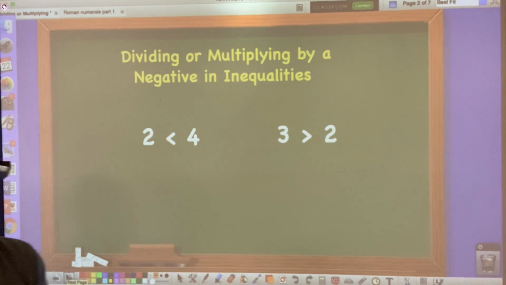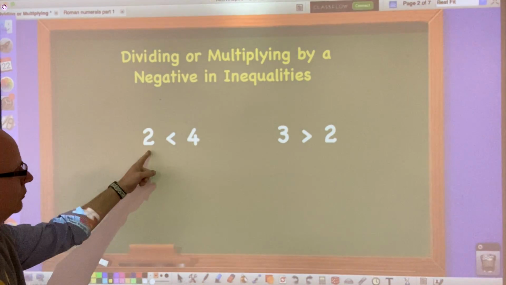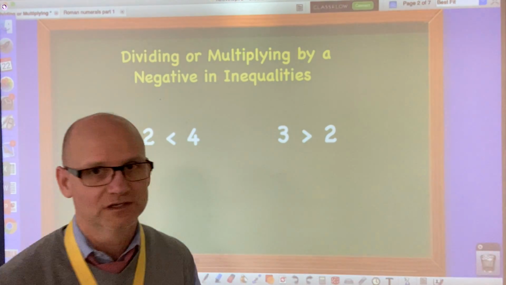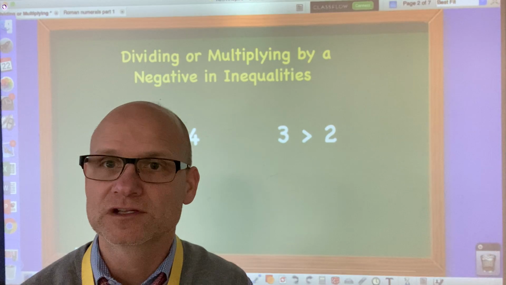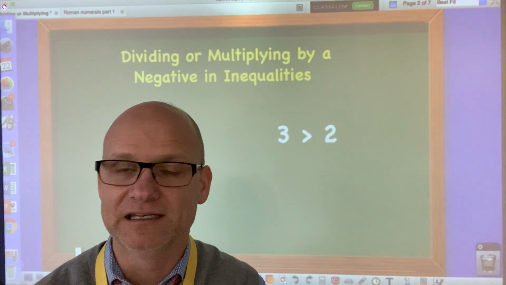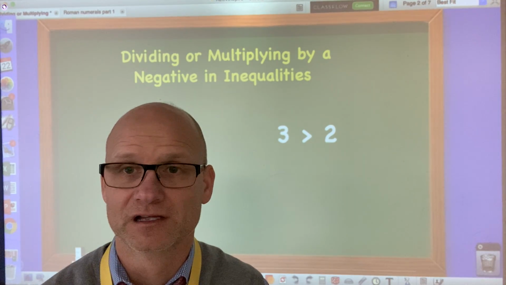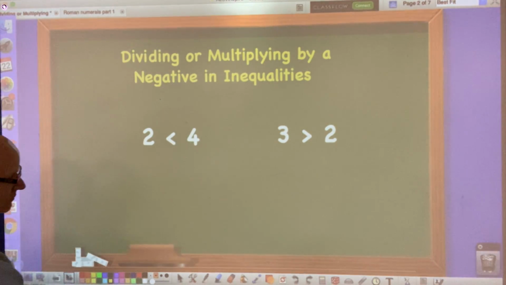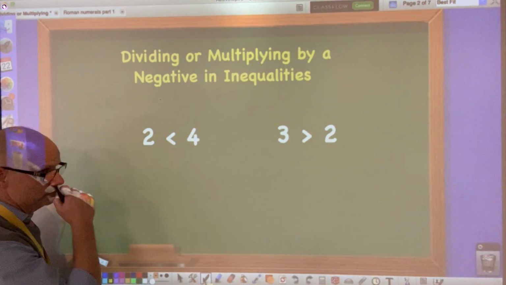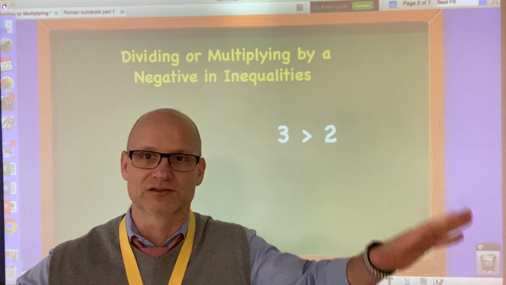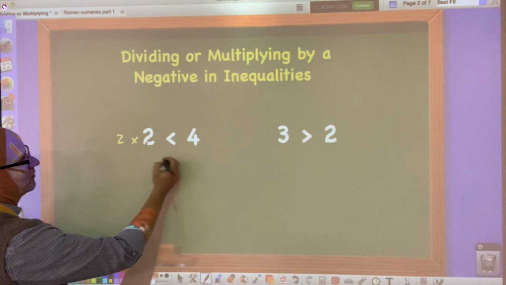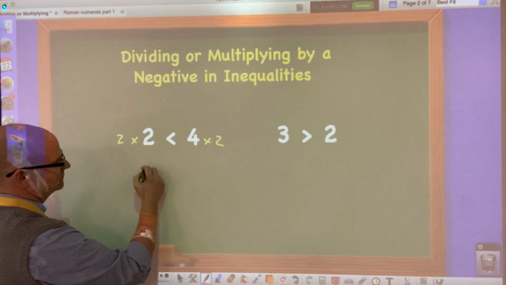So, this is a true statement. 2 is less than 4. This is a true statement. 3 is greater than 2. I'm going to get to the conclusion of why we flip that inequality when we divide or multiply by a negative, okay? So this is true. So you know that if you do the same thing to both sides, you keep it balanced, right? So here, if I multiply by 2 and multiply by 2, this is still true.